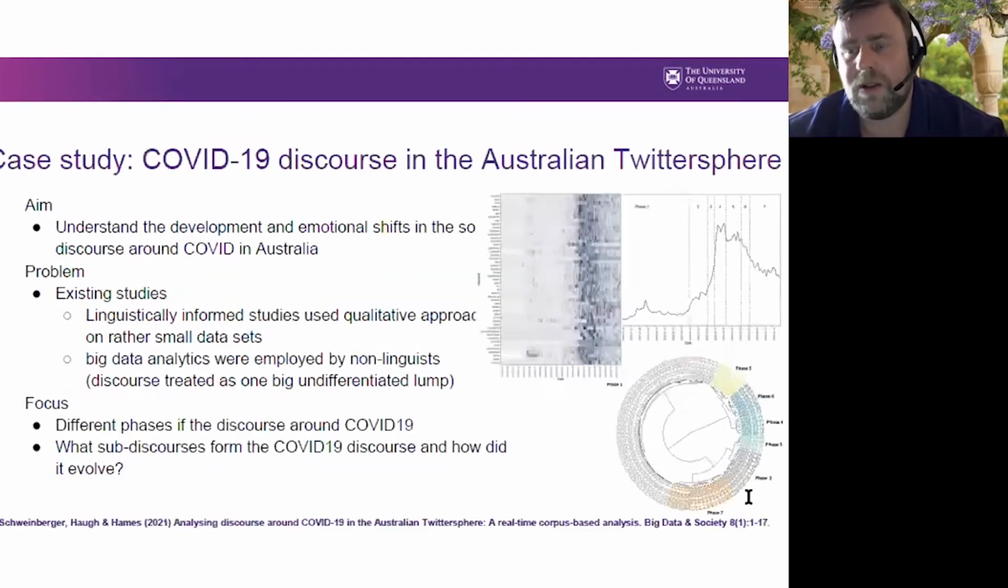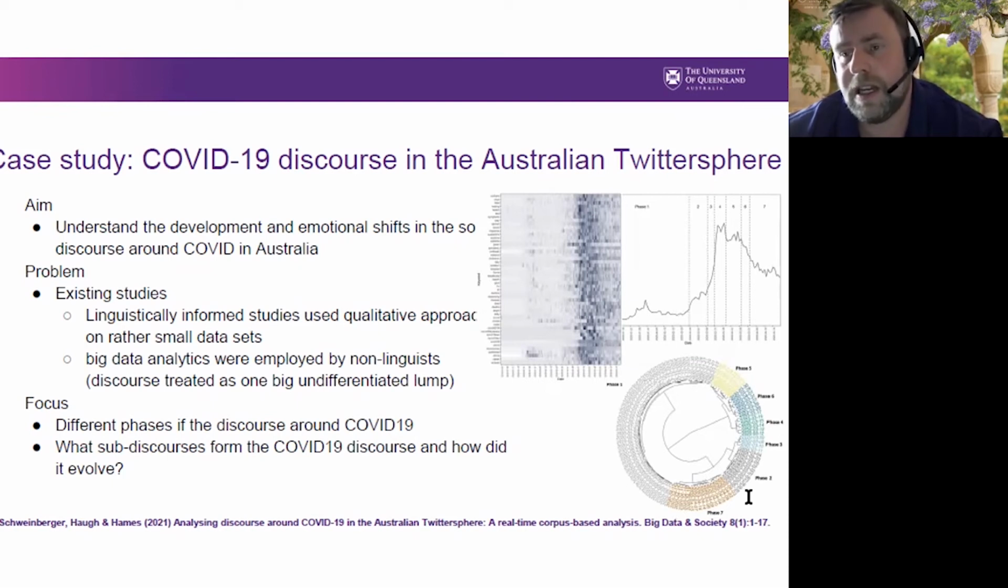Here's a case study that was performed by myself, Michael Haugh, and Sam Haynes, and we analysed the COVID discourse in the Australian Twitter sphere. The case study is published in Big Data and Society. Our aim was to understand the development and emotional shifts in the discourse around COVID-19 in the Australian Twitter sphere.